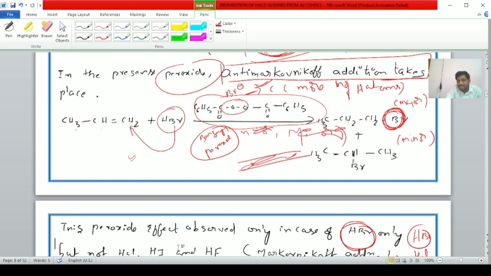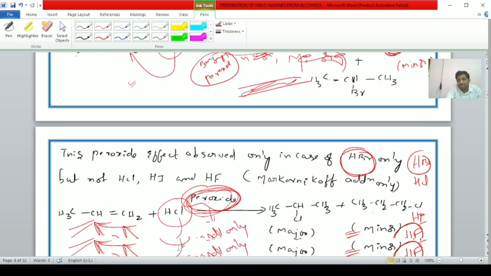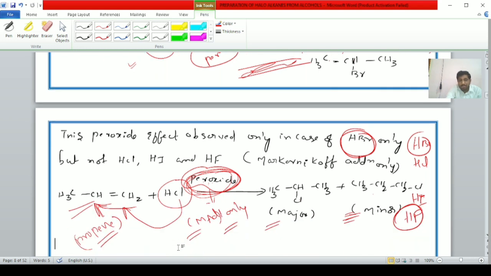Here the peroxide considered, student, according to the NCERT textbook, is benzoyl peroxide. Therefore, propene plus HBr in the presence of benzoyl peroxide can form 1-bromopropane and 2-bromopropane. But here the major product is 1-bromopropane. An interesting point, student.